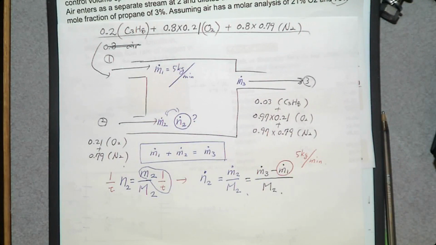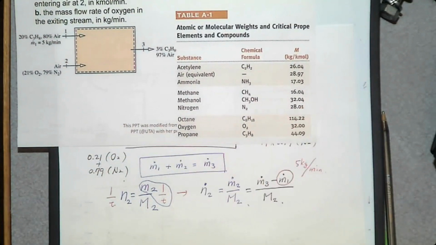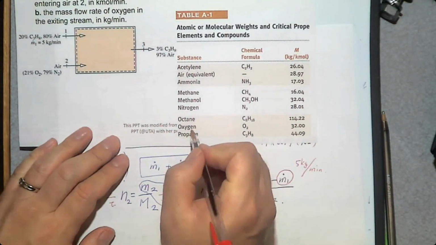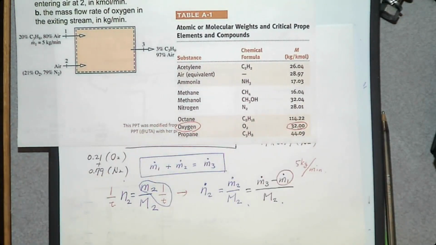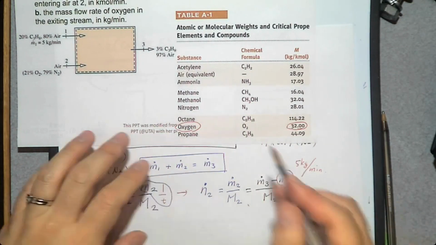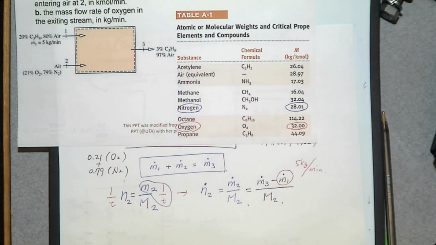Do we know the molecular weight of oxygen and nitrogen? Yes, you can find those values from table A1, and we have oxygen here. This is the molecular weight of oxygen. We have nitrogen here. This is the molecular weight of nitrogen. So we know the molecular weight of each component and the mole fraction of each component at the inlet number two, so we can determine this molecular weight number two. So let's do that.